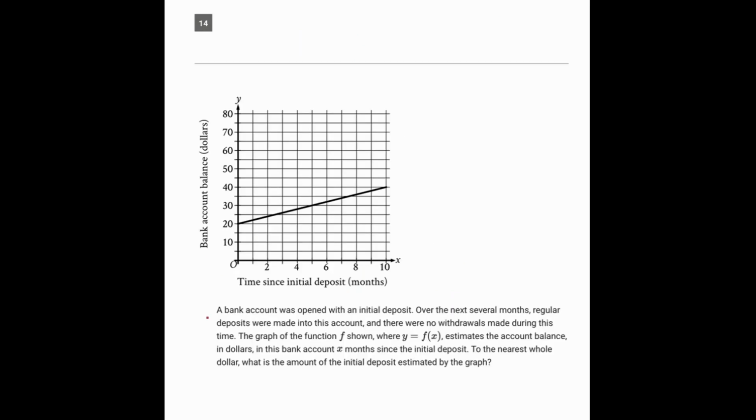Now question 14 is just asking us to make sense of an XY graph here. Y is the account balance, and X is the amount of time since the initial deposit. So this account started at $20, and with every month that went by, it increased in value. So what is the amount of the initial deposit? Well, that's the starting amount. And like we said a moment ago, it's equal to 20. And so that is our answer for question 14.